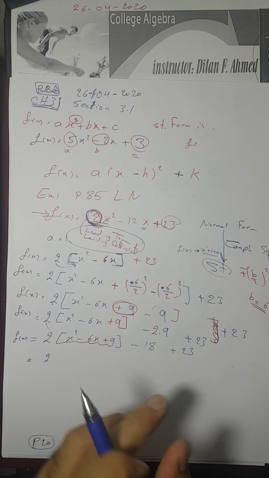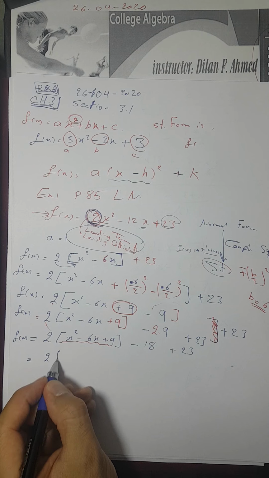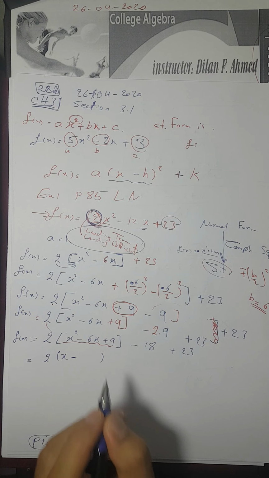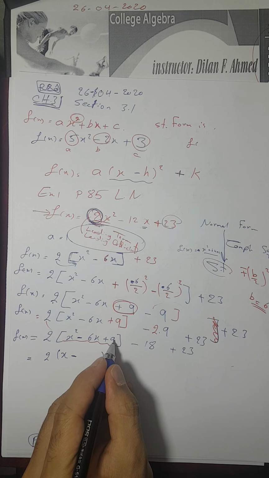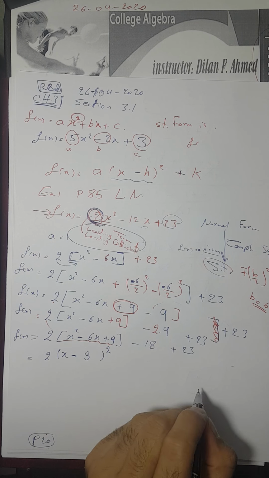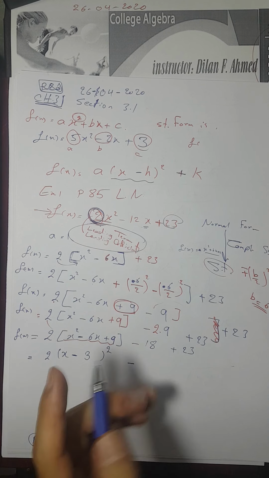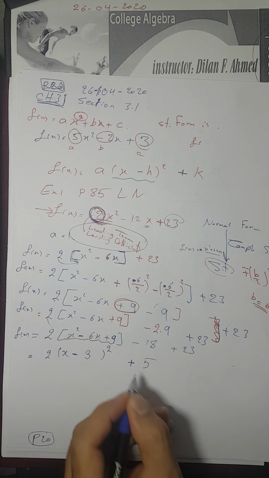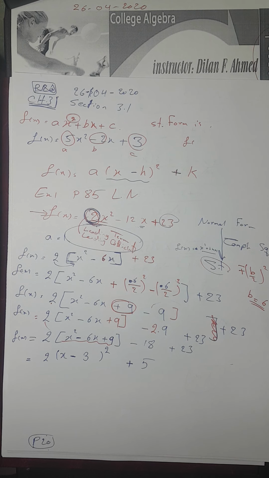When I say completing square, it means that you should have this formula. So I say it is equal to x minus, because you have a minus, and the square root of x squared is x, and the square root of 9 is 3. And minus 18 plus 23, I will get plus 5. Am I right? Yes, plus 5.